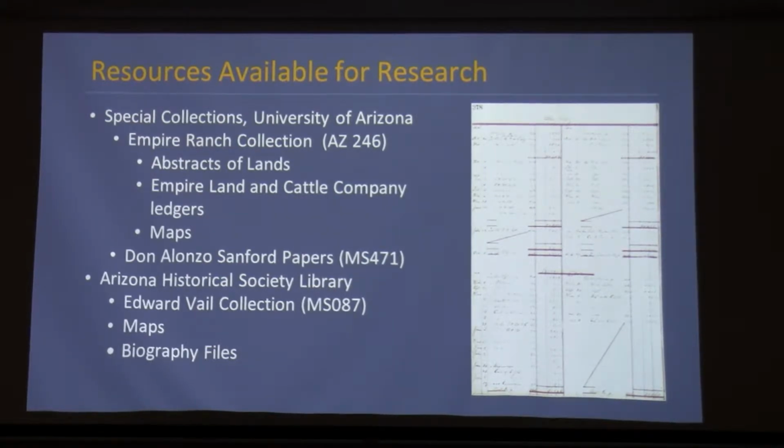Special collections, both at the University of Arizona and the Arizona Historical Society, can have a great deal of material on specific ranches or specific organizations in the valley. We're fortunate that there's a very good Empire Ranch collection, which, for example, has abstracts of land owned by the Empire Ranch or by the Vail family at the time of Walter Vail's death, so we can specifically document ownership using that. There are things like ledgers, maps, and then at the Arizona Historical Society, again, maps, another Vail collection, and their biography files.